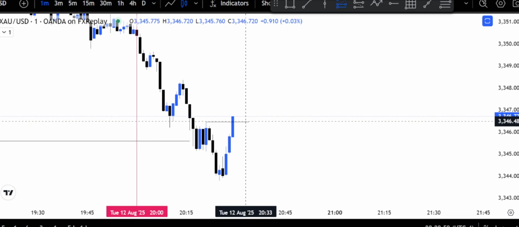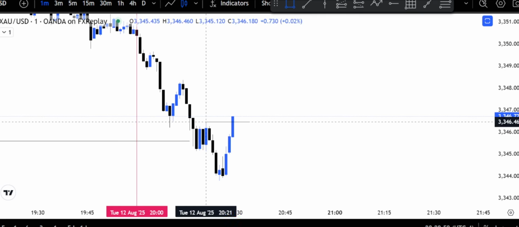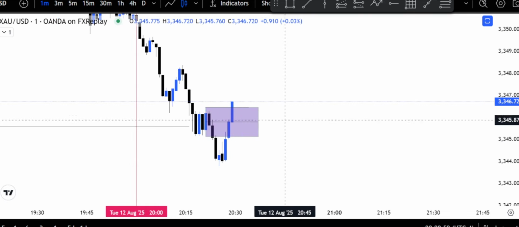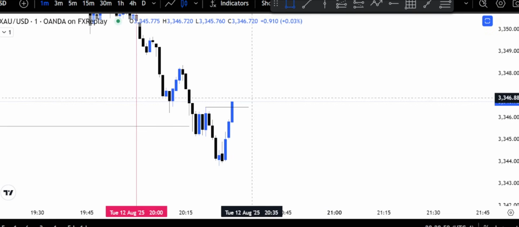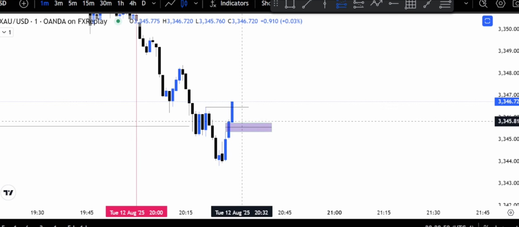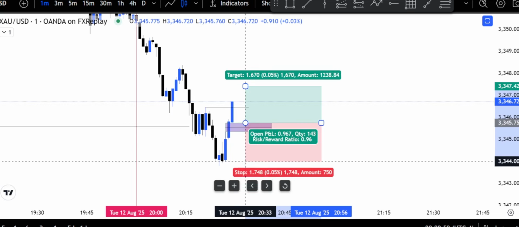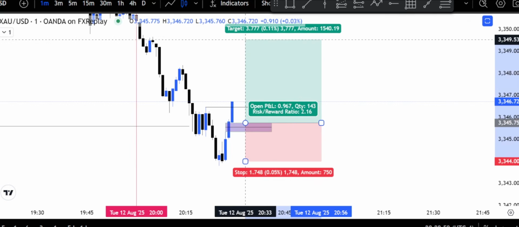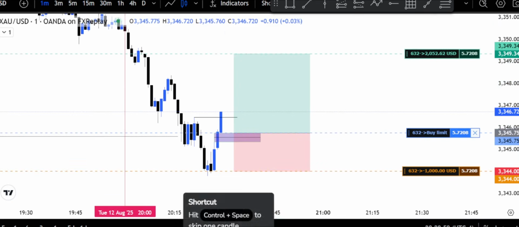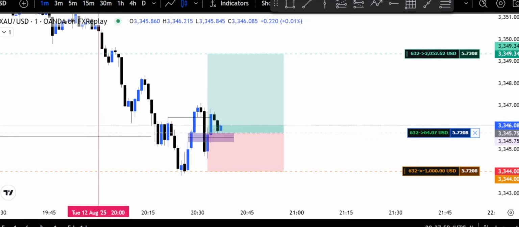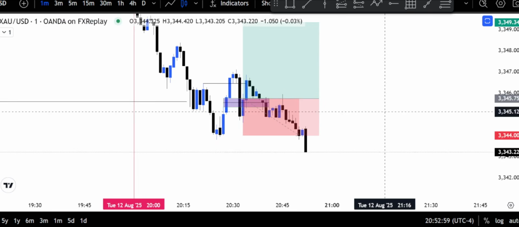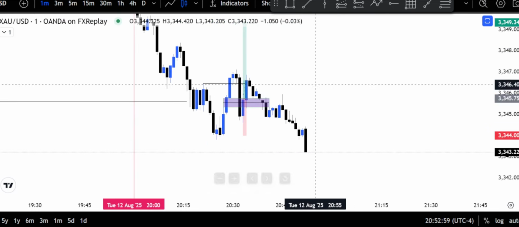There are two ways to enter. Either enter on the breaker block, or you can mark the recent fair value gap like this. What we are looking for is 1 to 2. This one ended up in a loss. It's okay, we can continue.